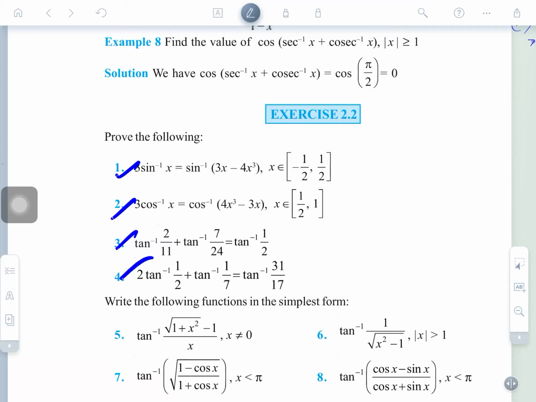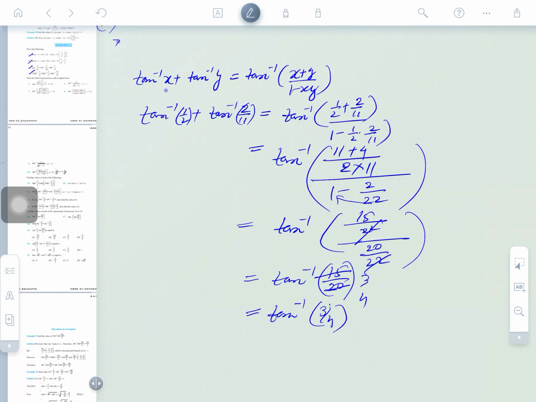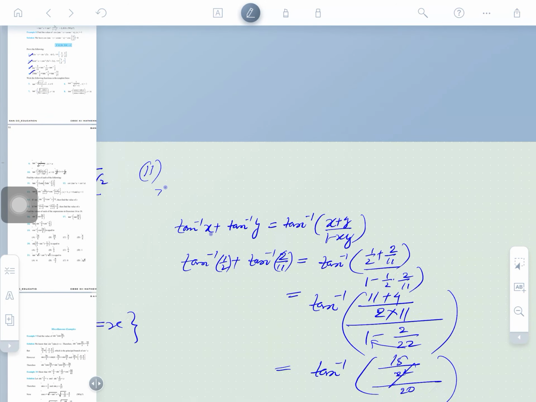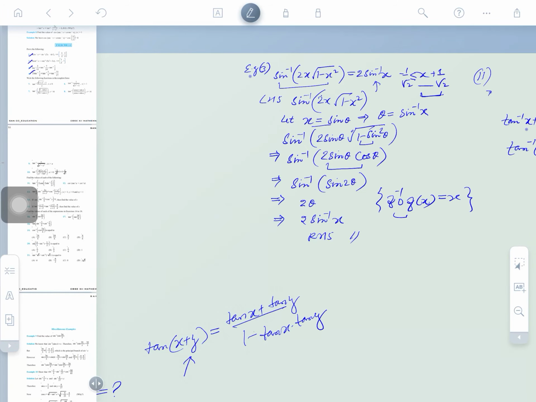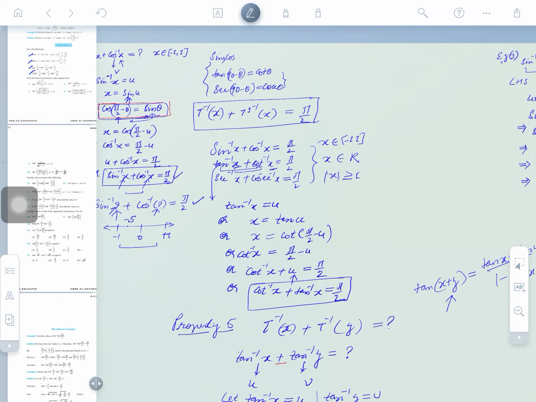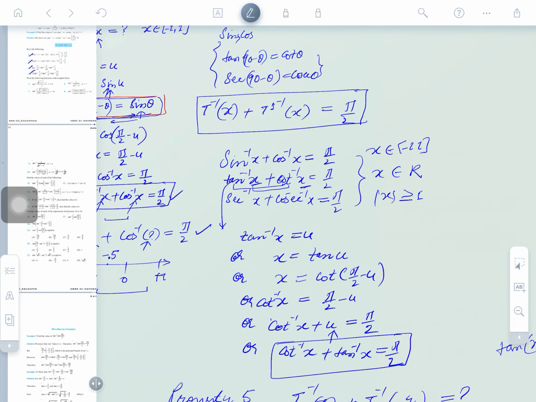4 questions. As you see on the screen, the 4 questions are marked here. Exercise 2.2 of the NCERT textbook. With this, we have also studied the different trigonometric and inverse trigonometric identities. You may already know this, but I am repeating this concept here.